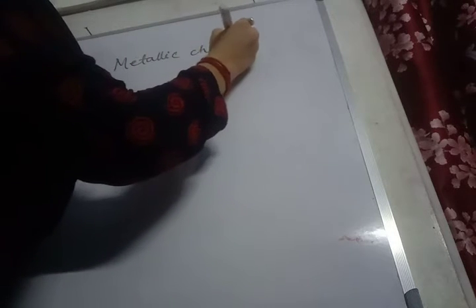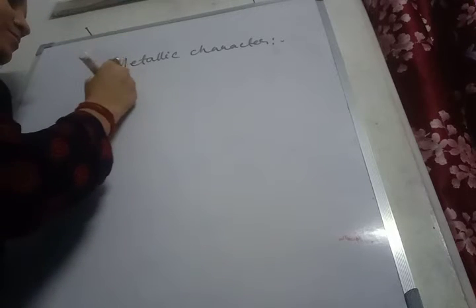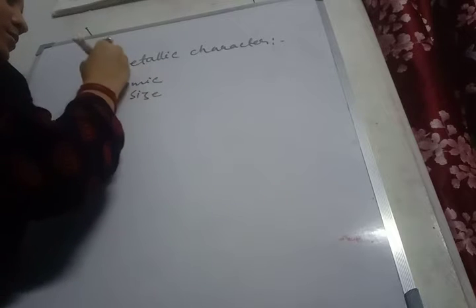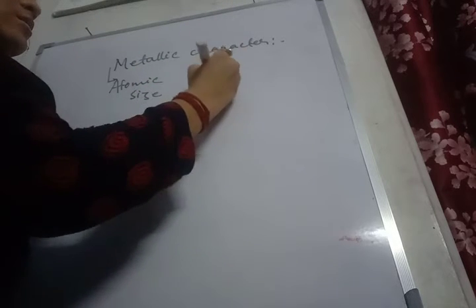Metallic character. So what is metallic character? It is the tendency of an atom to lose electrons and form cations. It depends on two factors, that is atomic size and nuclear charge.